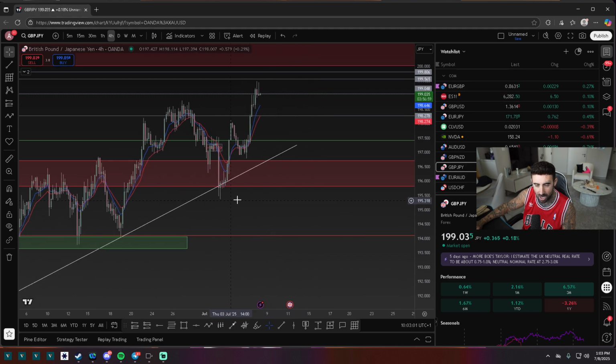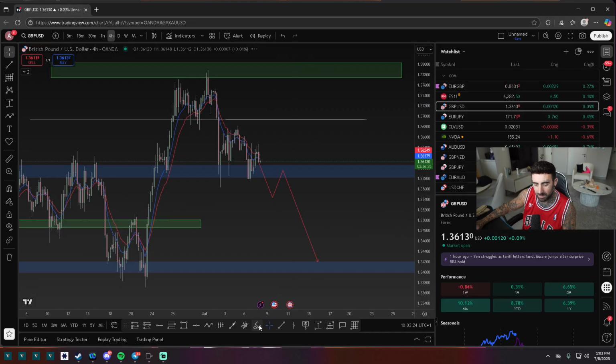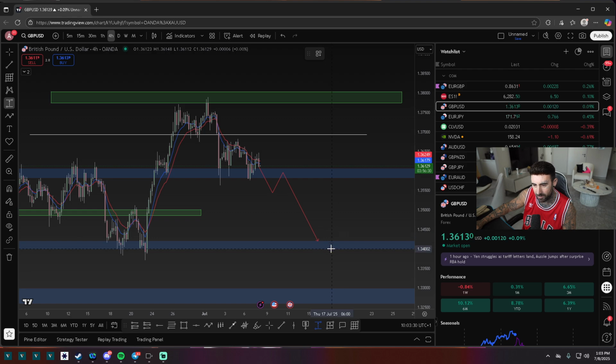GBP JPY's levels still have the 50 pip range, but you can see if I show you an example, 196 right here to 195 is that big. That is how big the range is, 100 pips right there. GBP USD, if you look, 134 to 135, it's quite big. It's a bit bigger. That is the 100 pip range on GBP USD. So just be wary of that, but still work within levels of 50.